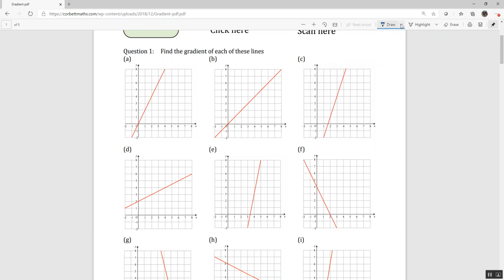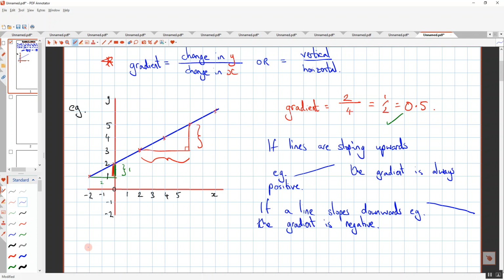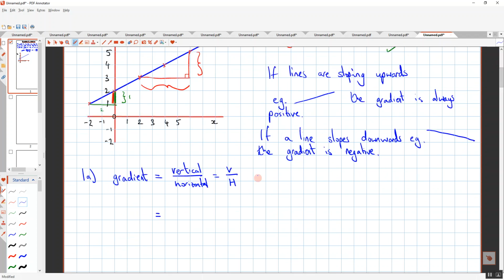Everybody got one? Thank you. Okay, so we have to find the gradient of each line. Now, the way that I want you to set this out is, for each question, you are going to write down, so for question 1a, gradient equals, now you can either write down change in y over change in x, or you can write down vertical over horizontal, okay? I don't mind if you write v over h, because we need to remember how to do this. It's really important. So vertical over horizontal.